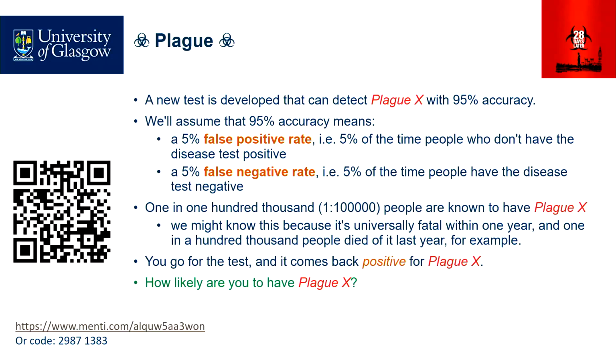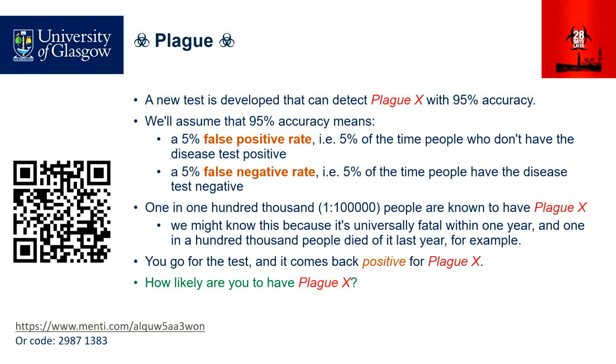So that means that 5% of the time, people who don't have the disease will test positive nonetheless. Okay? It also means a 5% false negative rate, so 5% of the time people have the disease but will test negative. In real cases, those two rates are different, so when you talk about accuracy, that's a combination of the two. But to simplify this example, we're going to assume they're exactly the same.